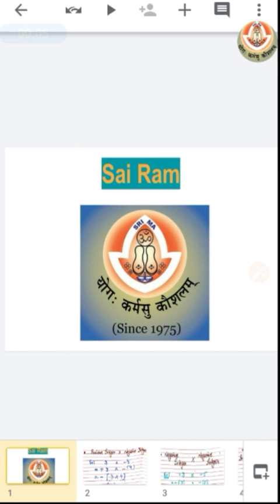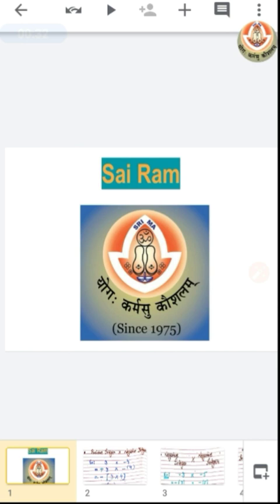Class, as we have done multiplication of integers in our previous class, in this class we are going to learn about properties of multiplication of integers. Before that, I want you all to take your notebook and pencil with you so that you can write important things which will help you during revision.